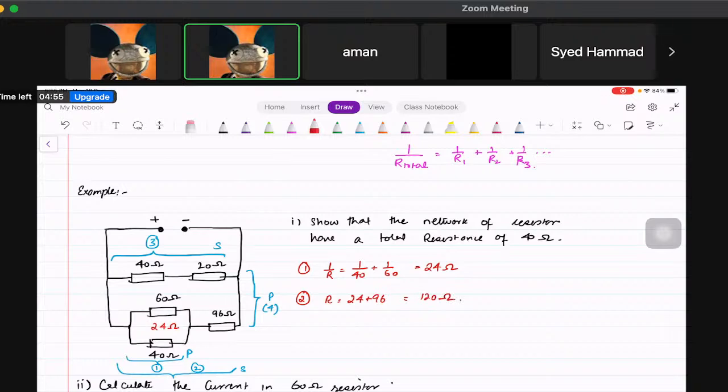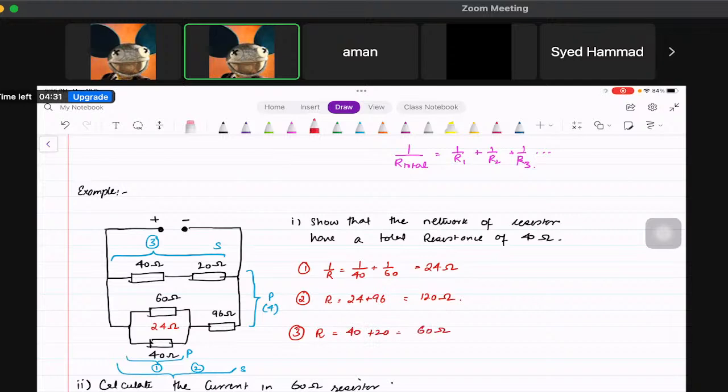In the third section, it's basically series, so it can be added directly, like 40 plus 20, so R is going to be 60 ohms.